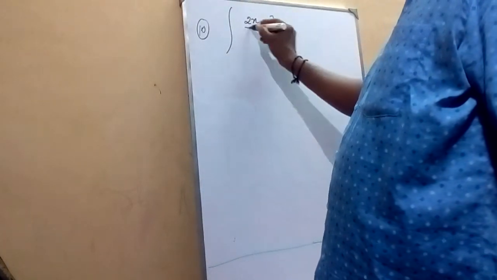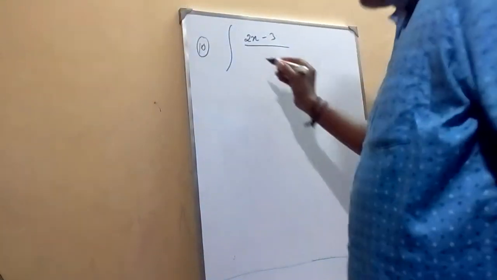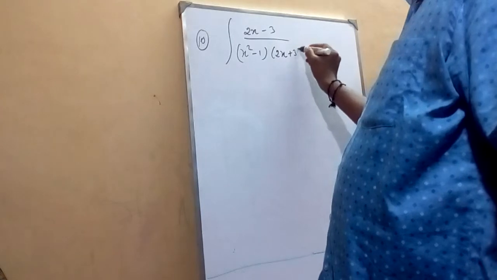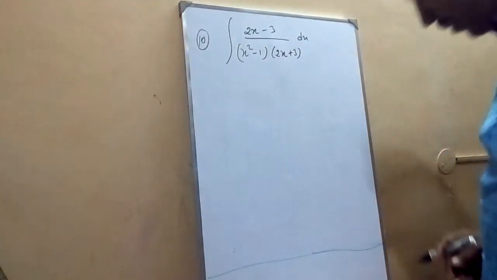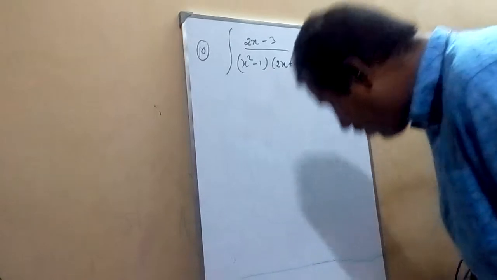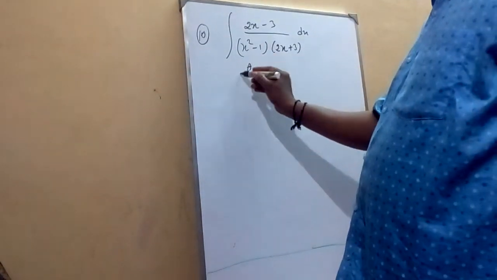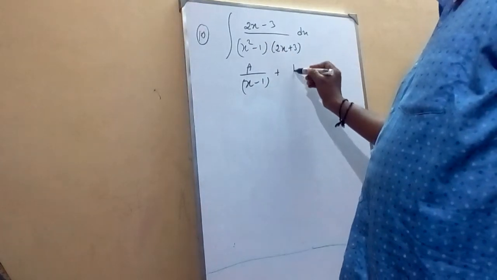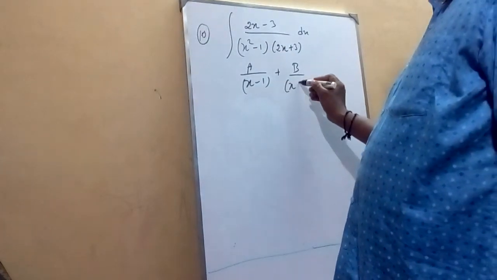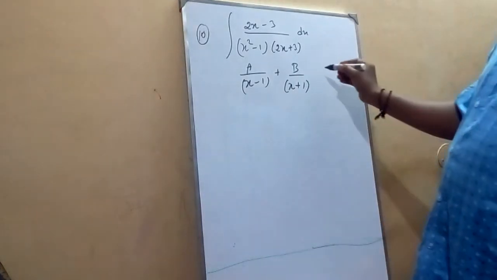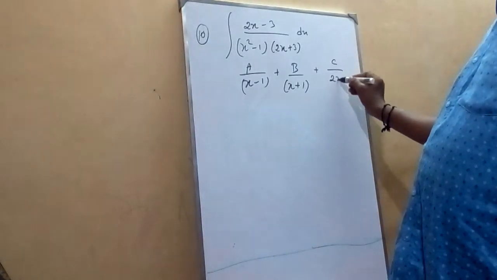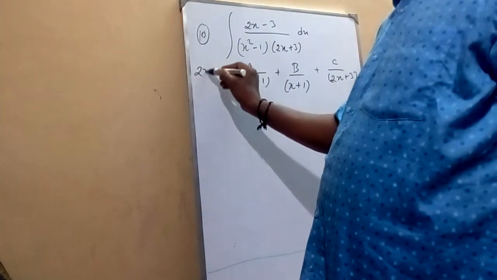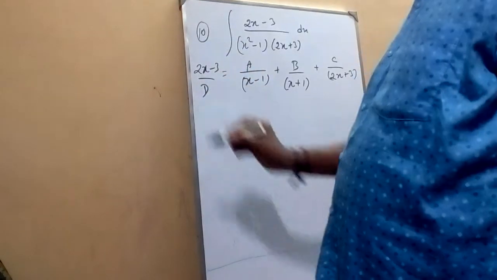Integral of (2x minus 3) divided by (x squared minus 1)(2x plus 3) dx. So see here, 2x minus 3 over x squared minus 1 times 2x plus 3. This can be written using a squared minus b squared, so it is A by (x minus 1) plus B by (x plus 1) plus C by (2x plus 3). So this becomes 2x minus 3 by the denominator.